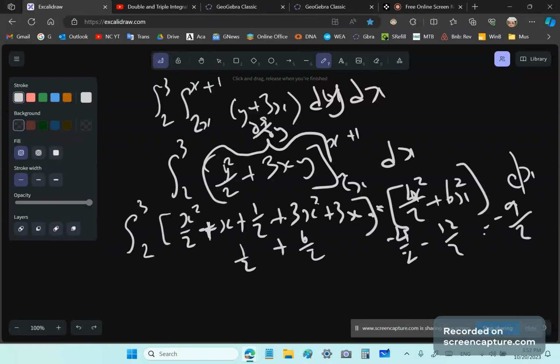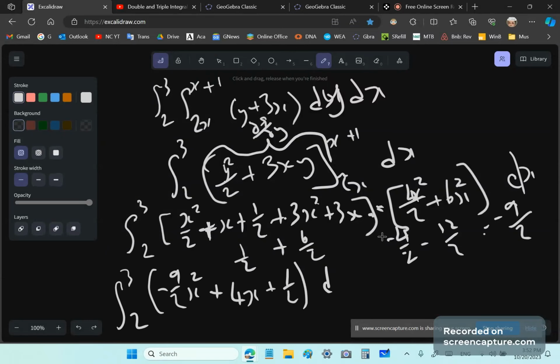So ultimately, you're going to end up with this expression. I think it's going to be minus 9 halves x squared plus, and you add the x's up. There's 3x plus x, so that's 4x. And the last one, which is just a constant, which is a half.